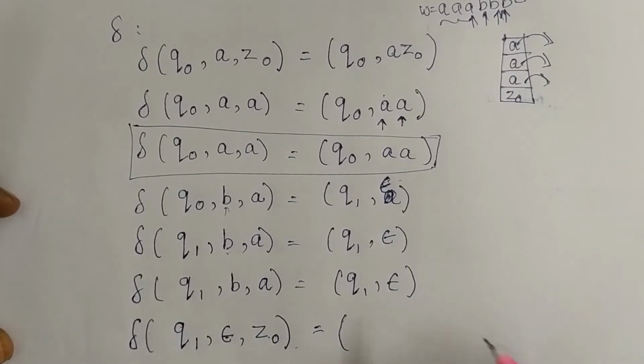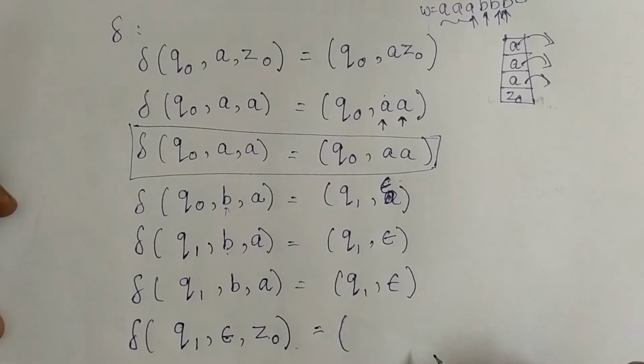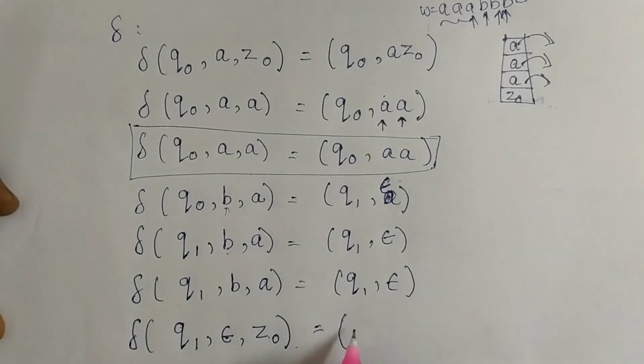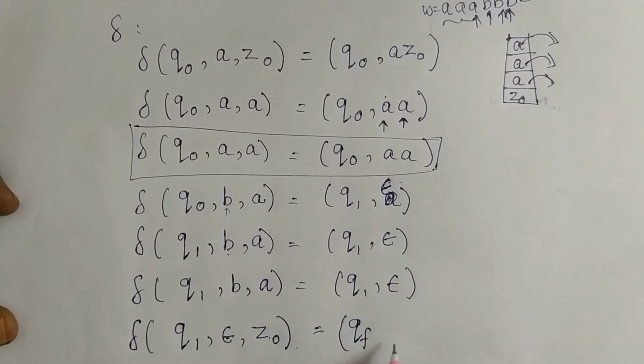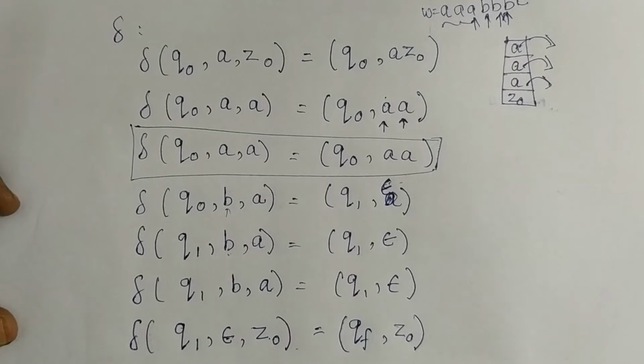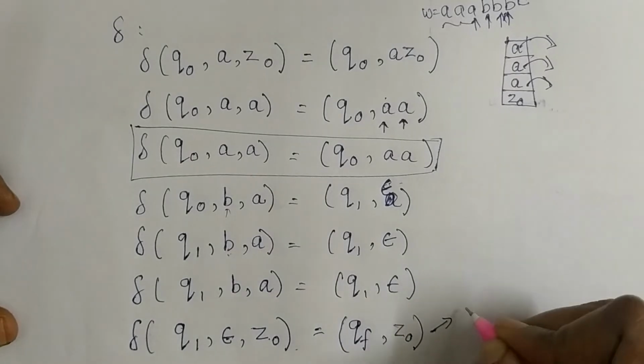Now we know that the string will be accepted in two ways, right? Emptying the stack or reaching the final state. So how can we reach the final state? At the top of the stack, Z0 will remain there. If Z0 is remaining there, we can reach the final state qf, with Z0 on the top of the stack. So now we have reached the final state.